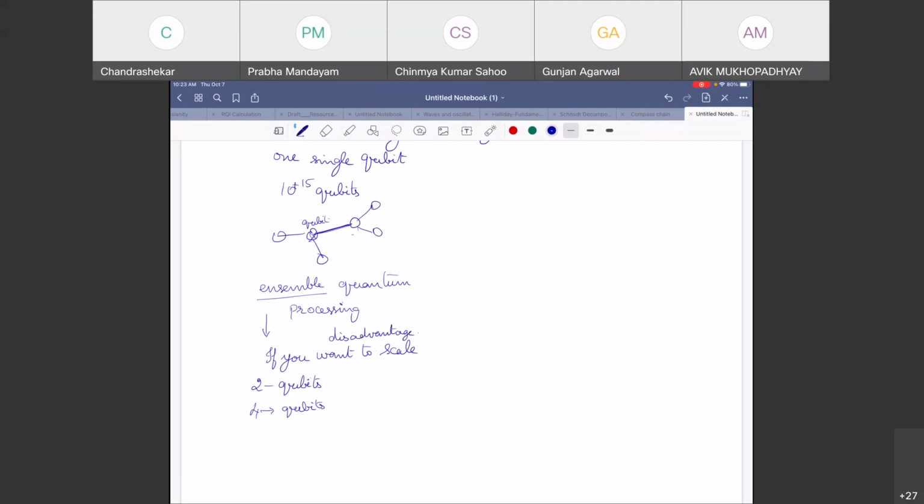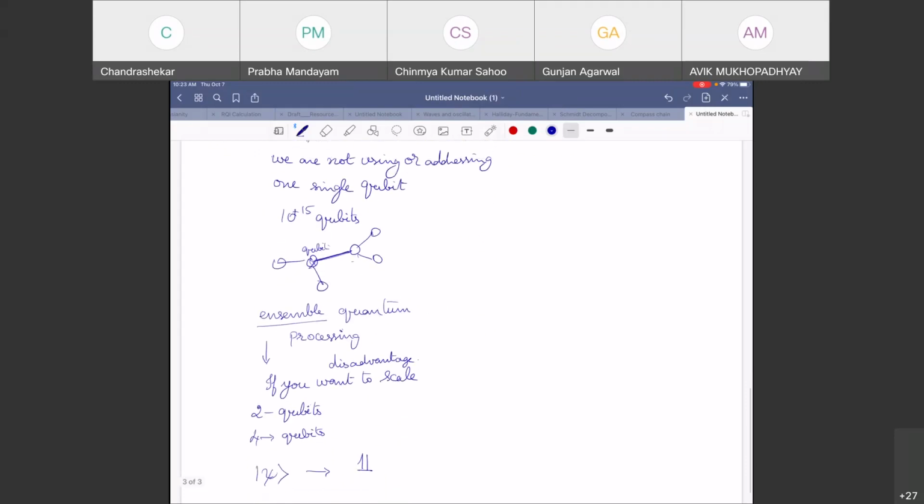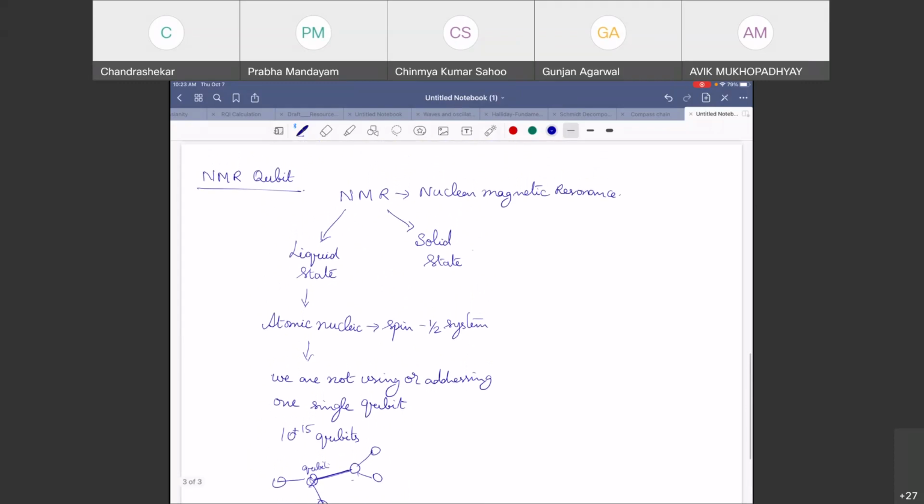The other disadvantage is, as you keep increasing the number of qubits, the quantum state goes into a mixed state. Mixed state means you always have your quantum computation happening in the pure state, but when you increase the sample, it goes much closer to the maximally mixed state, and the mixedness is very high. So the amount of quantum property present is very less, and you cannot use it for viable quantum computation.